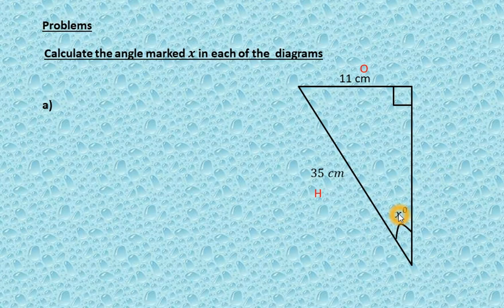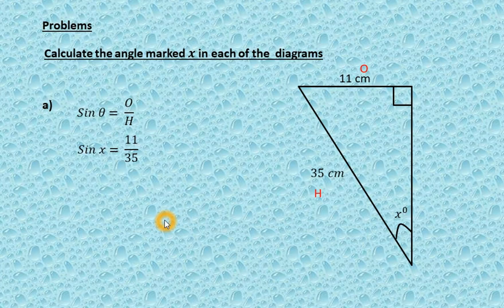Then which trigonometric ratio contains opposite side and hypotenuse? That is sine. The trigonometric ratio sine contains opposite side and hypotenuse. We know sine theta is equal to opposite side divided by hypotenuse. To find this angle we can use the trigonometric ratio sine. Here theta is x, so sine x is equal to the opposite side 11 divided by hypotenuse 35. We can write sine x is equal to 11 divided by 35.